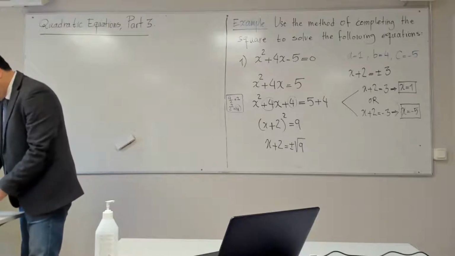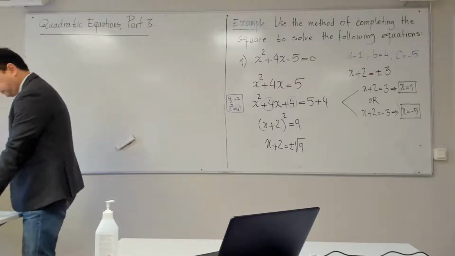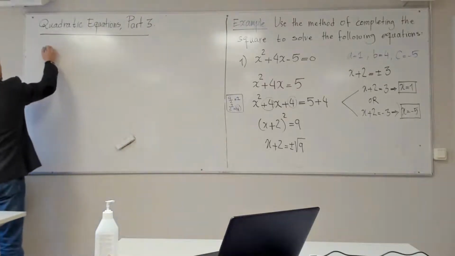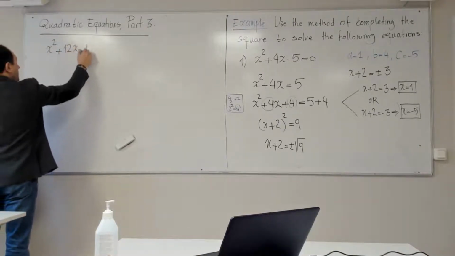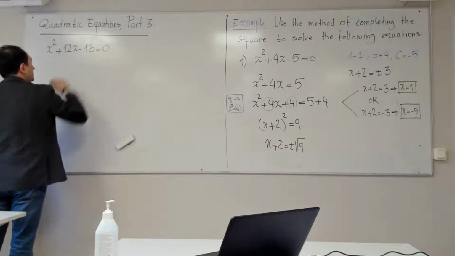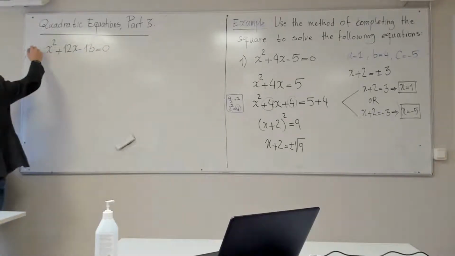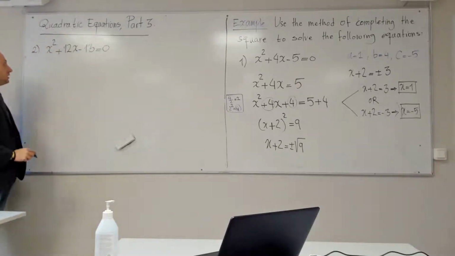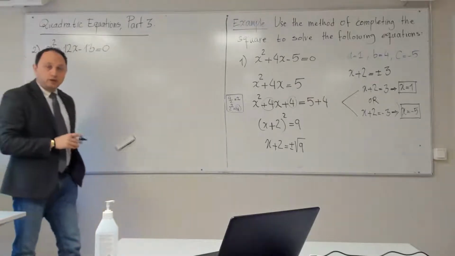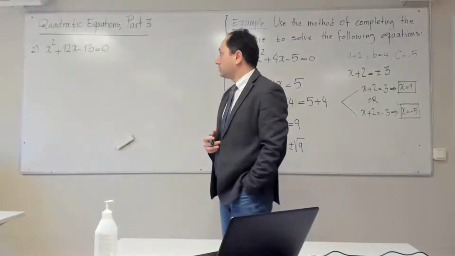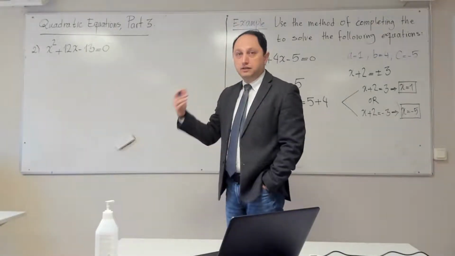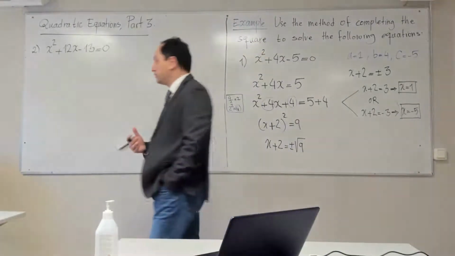Let me do one simple one again. x squared plus 12x minus 13 is equal to 0. So this is number 2. We want to use the completing the square method to solve this equation. Again, now that we learned that, we do it algorithmically.